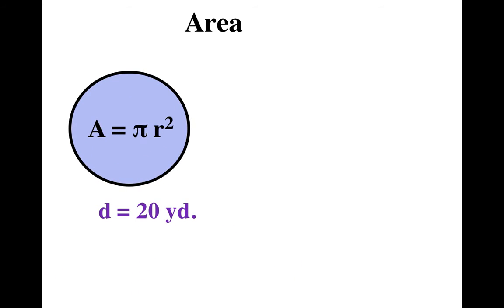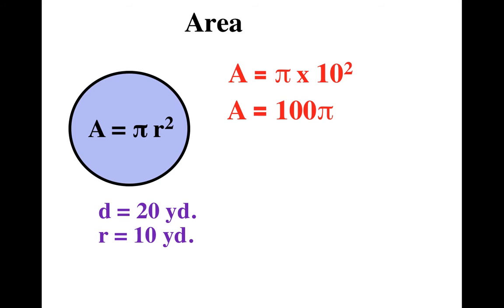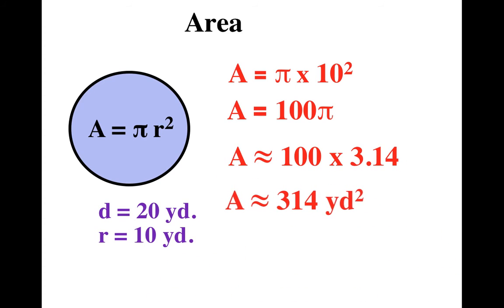What if I tell you the diameter? Well, you have to remember the diameter is the distance all the way across. The radius is the distance halfway across. And so, did you know the radius was going to be 10 yards? And when we square it, we get 100 pi, which is a nice 314 yards squared.